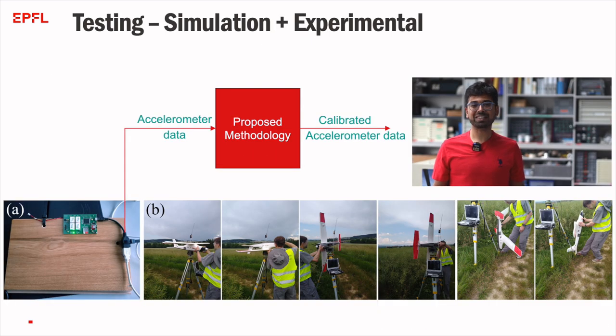Putting things in perspective, we test our method both in simulation and on the field. As you can see in the photos on the slide, our method is practical to obtain the switch-on bias of the accelerometer in 6 to 8 poses. Of course, this comes with an assumption that the scale factor and the non-orthogonality do not change much. For more details about the experiments, I invite you to read the paper.